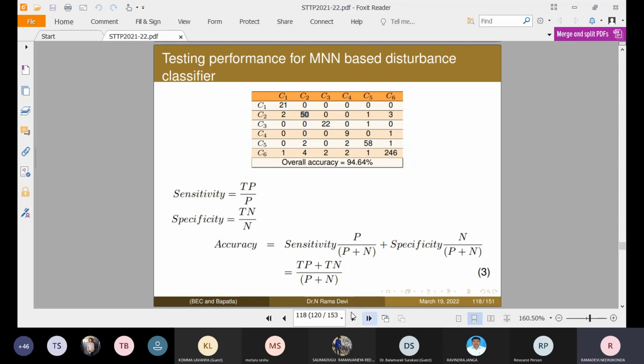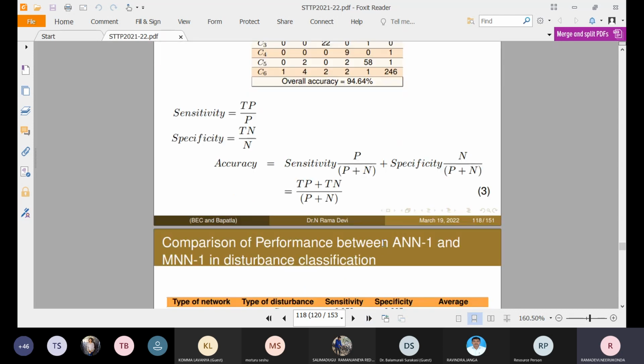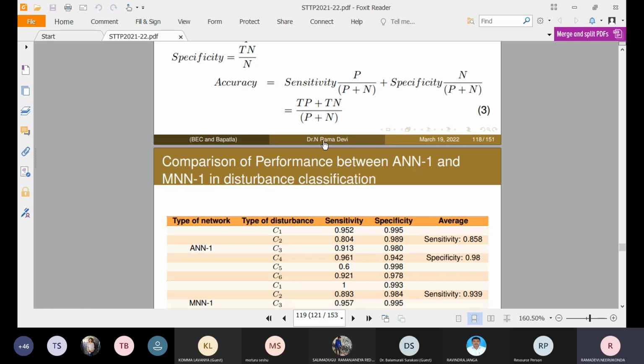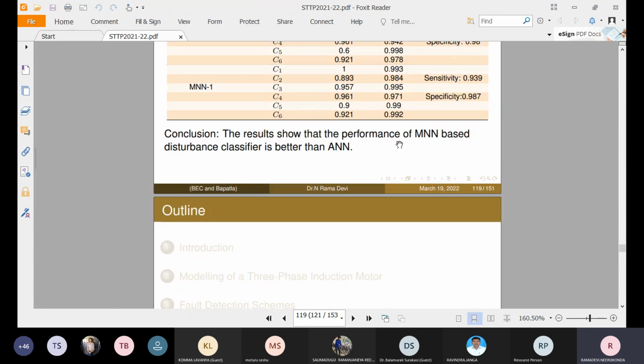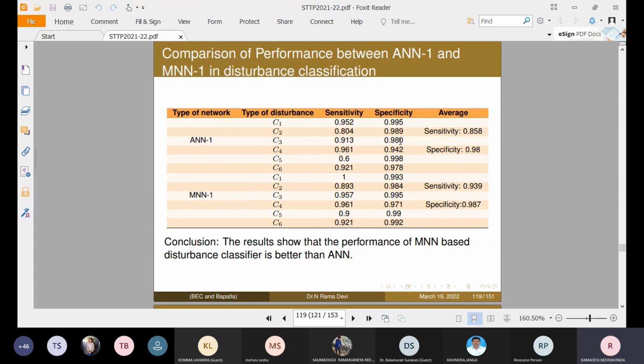The accuracy of the system we computed using this formula: true positives plus true negatives divided by total positives plus total negatives. The total positives are a combination of true positive plus false positive, and the total negatives are a combination of true negative plus false negative. So these are the training results of the MNN.